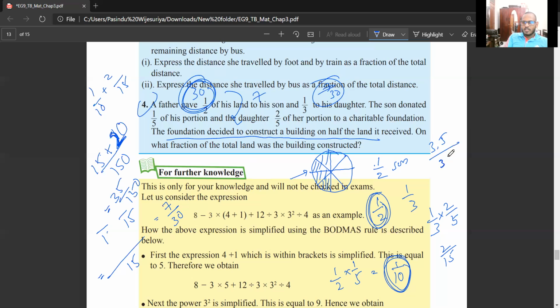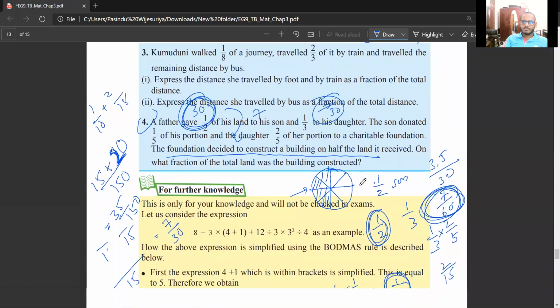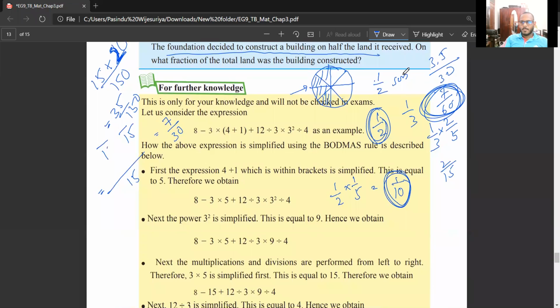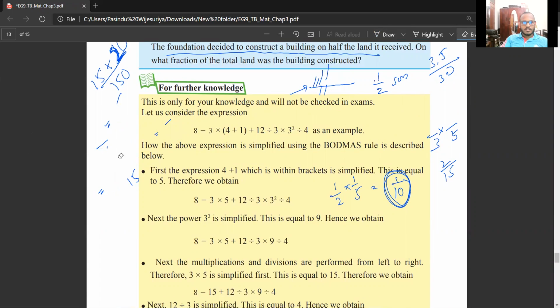3.5 from 30, or we could say 7 from 60 is the final answer. So these are the ones that you all should know about.